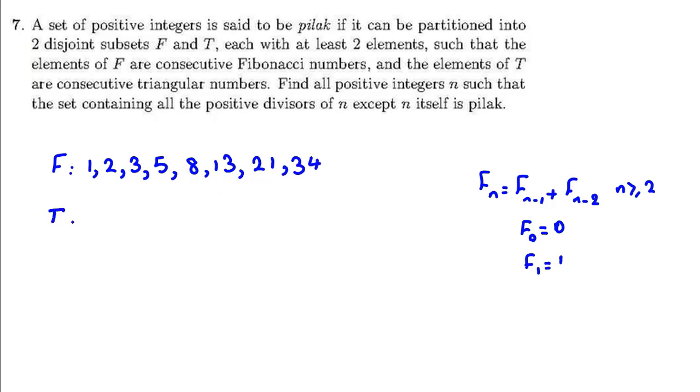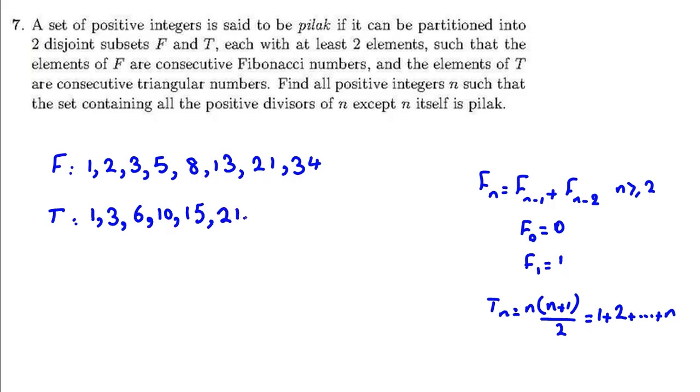Let's write triangular numbers here. Tn is n times n plus 1 over 2, okay? Or we can say the sum of 1 to n. So T1 is 1, 1 plus 2 is 3, 1 plus 2 plus 3 is 6, plus 4 is 10, plus 5 is 15, plus 6 is 21, plus 7 is 28, plus 8 is 36, plus 9 is 45.